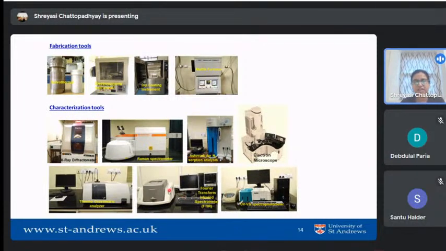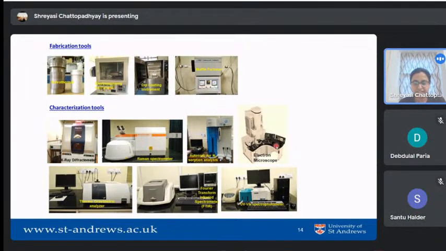Sometimes FTIR is also used to know about the functional groups present on the surface and the structure of a material as well. But for this photocatalysis application, UV-Vis is a very important tool to characterize the material. I will come later to how we use UV-Vis.